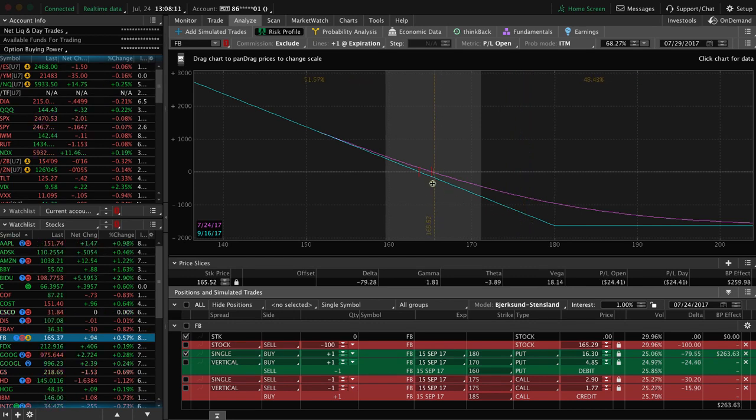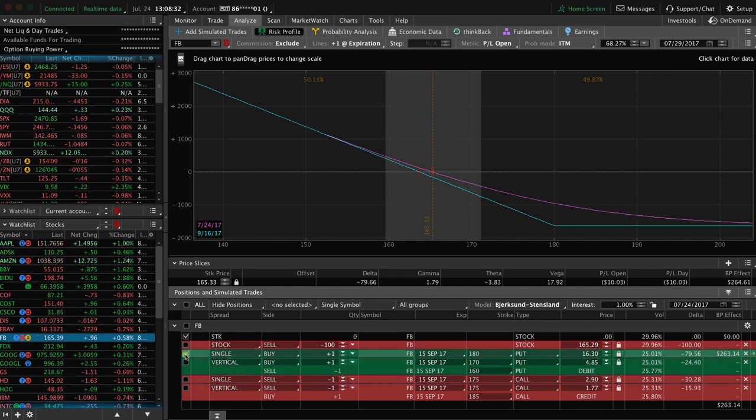One of the advantages, as I mentioned though, is you're putting up a lot less capital. Whereas to short the stock, you're putting up over $16,000, to buy one put, you're simply putting up a little over $1,600. So about 10% of the value of actually shorting the stock.